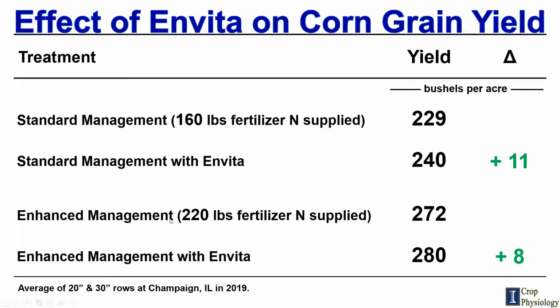So an enhanced management where we had a total of 220 pounds, right? That was a 272 bushel crop, right? Almost a 40 bushel plus advantage here from management alone. But when we put that product in furrow, we still got an 8 bushel response. And so the idea of nitrogen replacement is not necessarily the case when we see some of this.